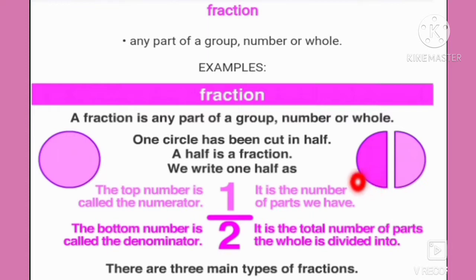We write one half as 1 by 2. Here the top number, the number 1, is called the numerator, and the number 2 in the bottom is called the denominator. The numerator is the number of parts we have, and 2 is the total number of parts the whole is divided into.